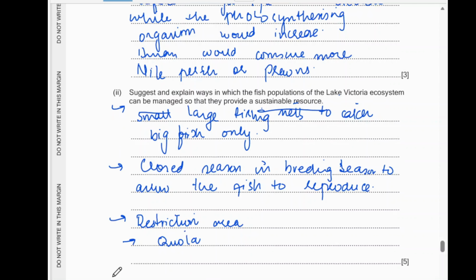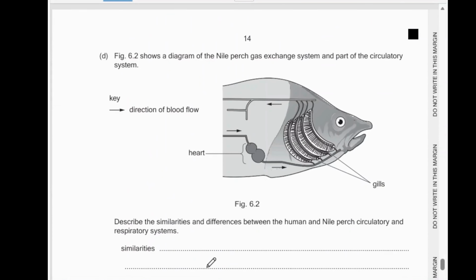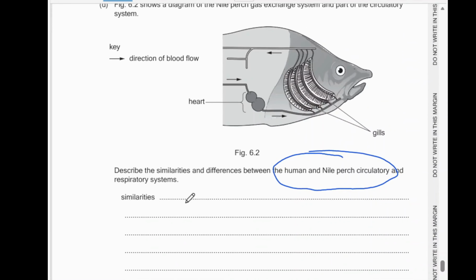Okay. Let's move to the next question. Now a fish is given and it has gills. Okay. What is the similarity between a human and the fish circulatory system? Okay, a respiratory system is also given. You have to give the similarities with the respiratory system as well.